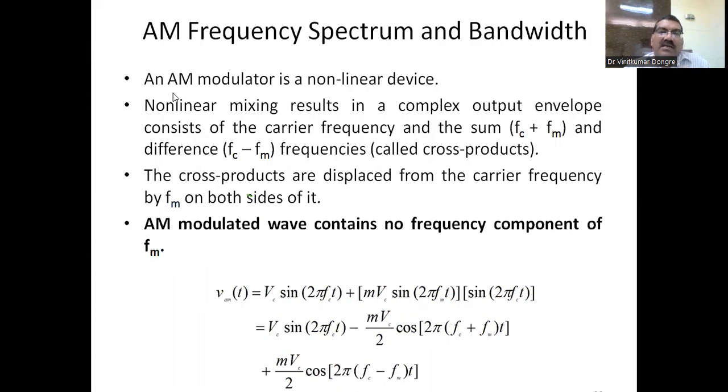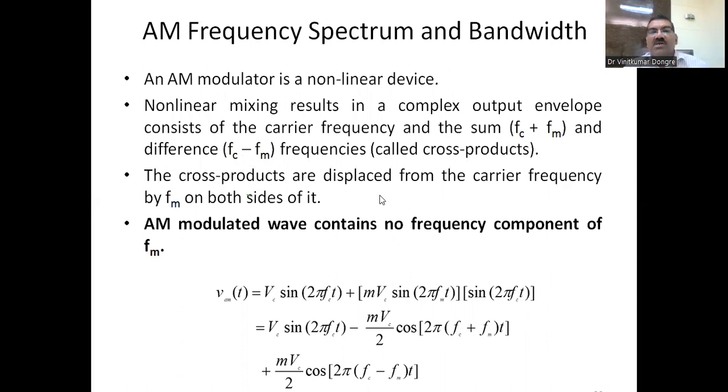This is the understanding: the AM modulation is a non-linear device. Non-linear mixing results in a complex output envelope. So mixing is non-linear, and the complex output envelope consists of the carrier frequency, the sum FC plus FM, and the difference FC minus FM. So two frequency components are there. In signals and systems, if you mix two frequencies, it generates a complex frequency, which has two parts, addition and subtraction. So here also it is generating FC plus FM and FC minus FM.